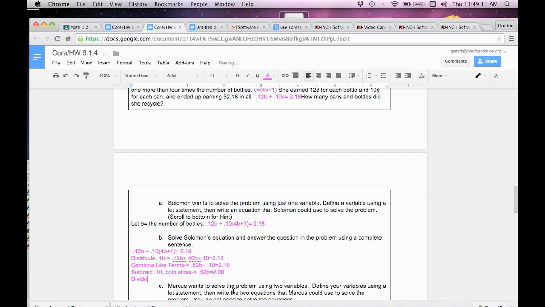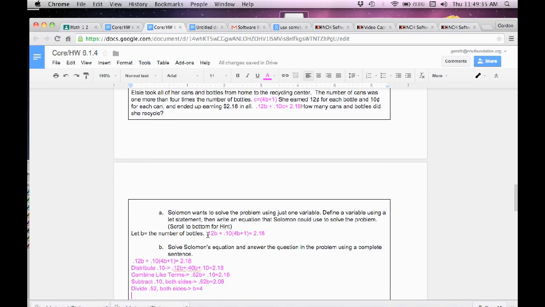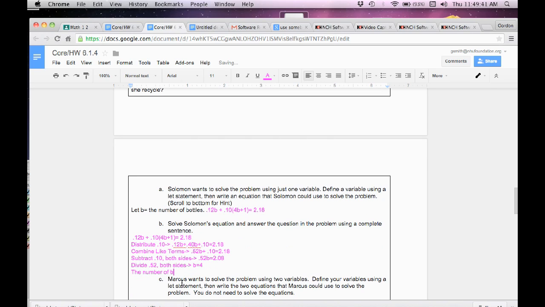Both sides. And that gets us b is equal to 4. Check the math, it's true. 2.08 divided by 0.52 is 4. Okay, so we need to write a sentence. Solomon told us that B equals 4, and as we said before, let B equal the number of bottles, so the number of bottles is equal to 4. Good job, Solomon. Very smart.